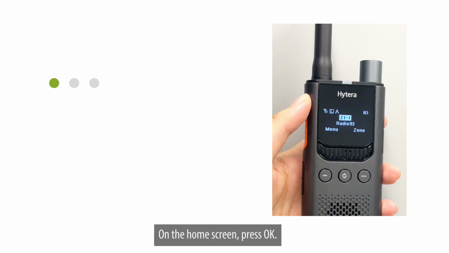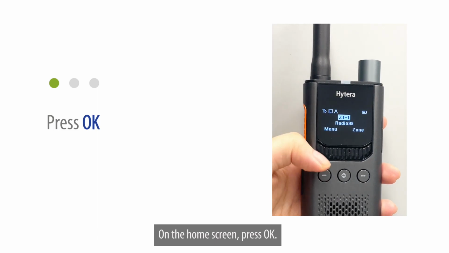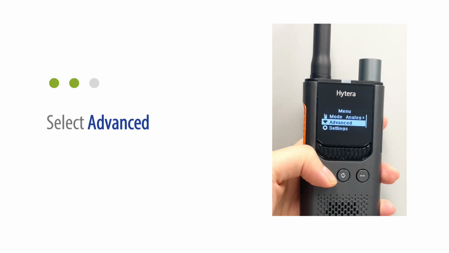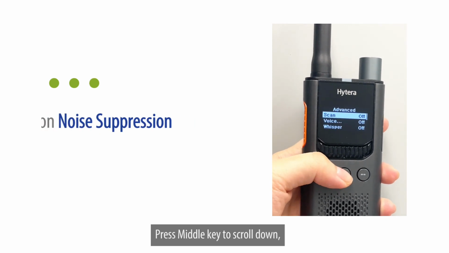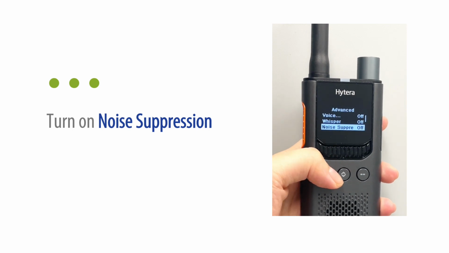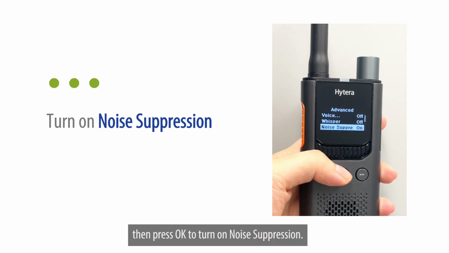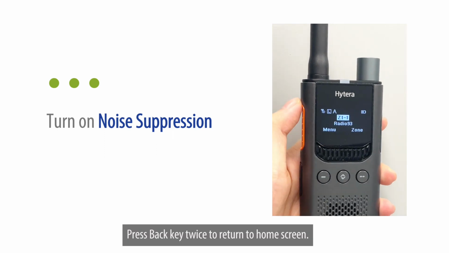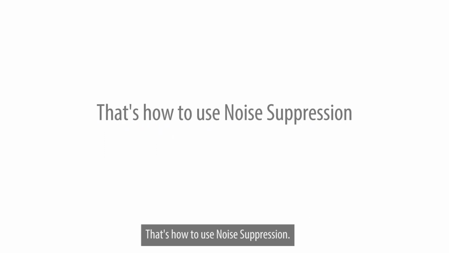Let's try it out. On the home screen, press OK. Then press middle key to scroll down, select Advanced. Press middle key to scroll down, find Noise Suppression. Then press OK to turn on noise suppression. Press back key twice to return to home screen. That's how to use noise suppression.